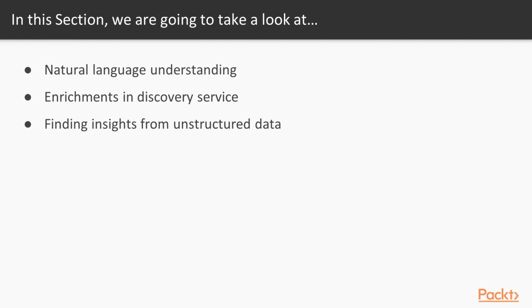In the first video we will look at the Natural Language Understanding API. This API provides us with capabilities for interpreting text and extracting features, extracting metadata about the text we are analyzing. Then we will look at the enrichments in Discovery Service. As you remember from our previous chapter, Discovery Service is one of the most powerful Watson services, and we will look at the way we can enhance information search using the metadata that Natural Language Understanding gives us.